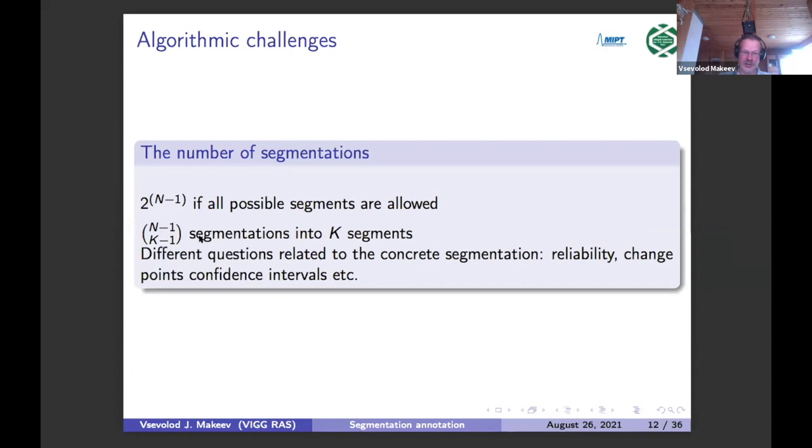After that, we can think how to find this optimal segmentation in a more or less efficient way.